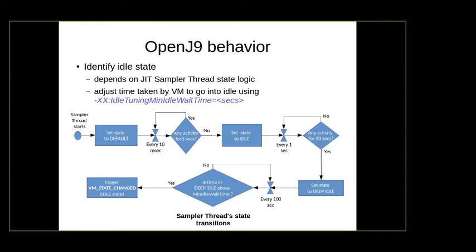Based on the active threads, it changes its state. The flowchart you're seeing on the slide shows a very simple view of how the sampler thread states change. It starts in the default state, which is nothing but an active state. During this state, it sets its sampling frequency to 10 milliseconds. That means it wakes up every 10 milliseconds, collects some samples, determines whether there are any active threads or not, and then goes back to sleep.